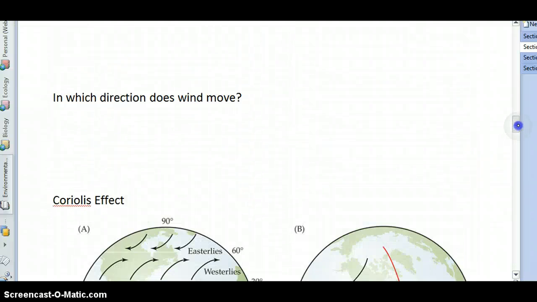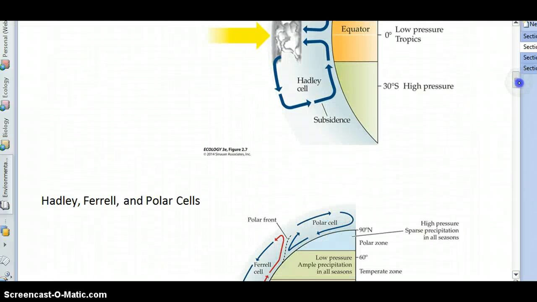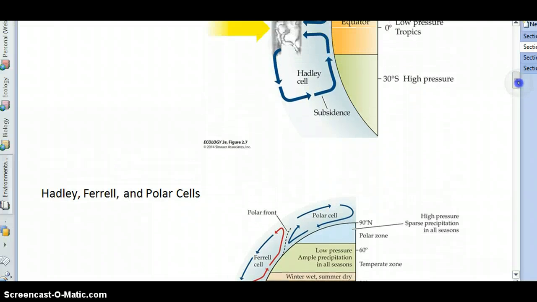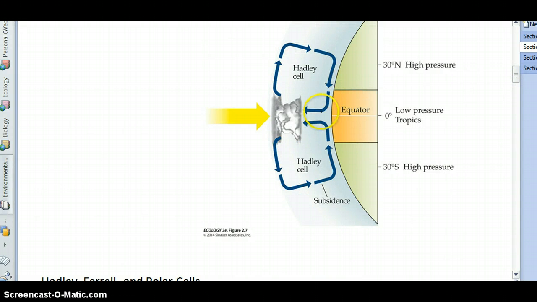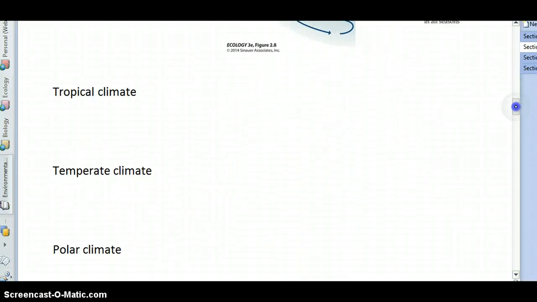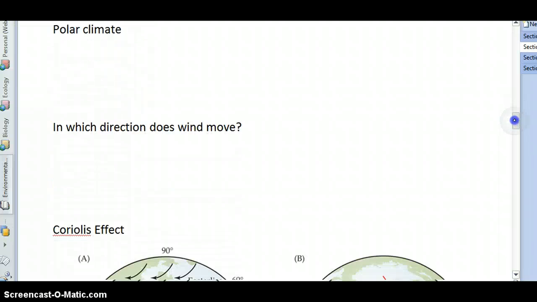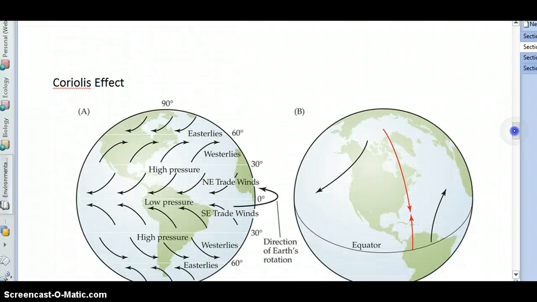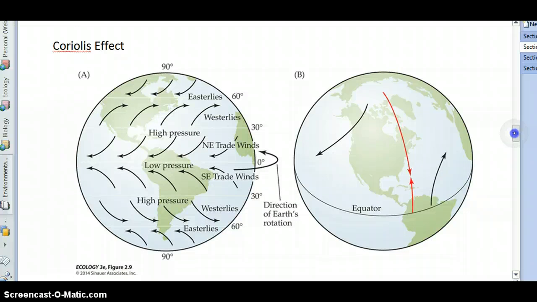So again, with those, we go back to the Hadley cells. These Hadley cells get air moving from the equator to the north and then back down to the equator, and then you have the Ferrel cells and the polar cells, and so they get air moving around, again, from these high to these low pressure zones. But also what plays an effect is this thing called the Coriolis effect.